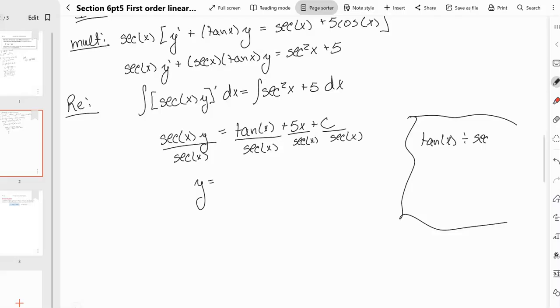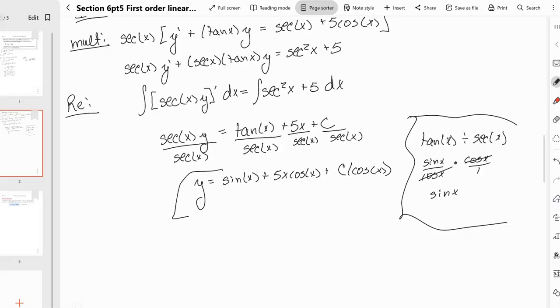I need to simplify tangent divided by secant. Tangent is sine over cosine. Secant is 1 over cosine. And you can see how this reduces to just sine of x. I have 5x over secant, which is 5x times cosine of x. And then c over secant, which is c times cosine of x. So there's my final answer for that.